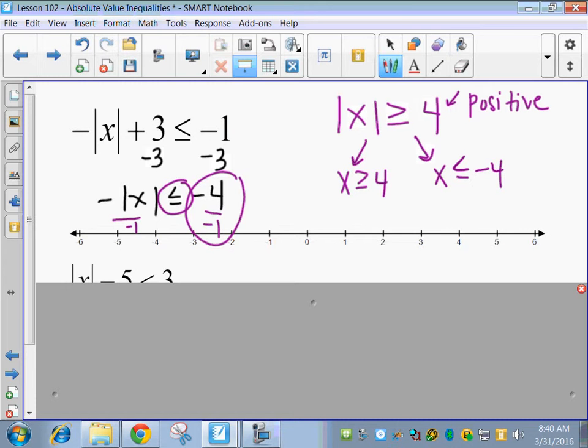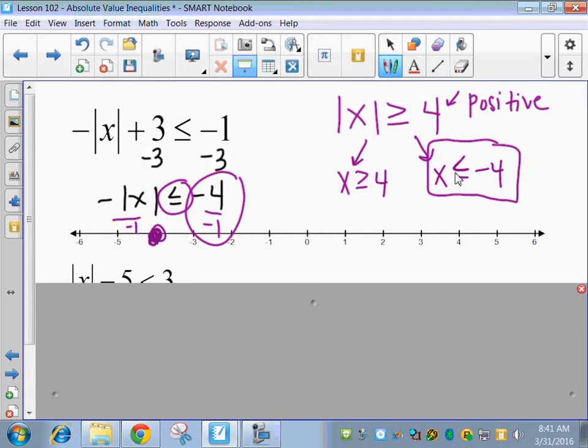Okay, and this is how I get the two parts of my answer. So x is greater than or equal to 4. Evan, is that solid circle or open circle? Okay, so I'm going to start with this one. Solid circle on negative 4.